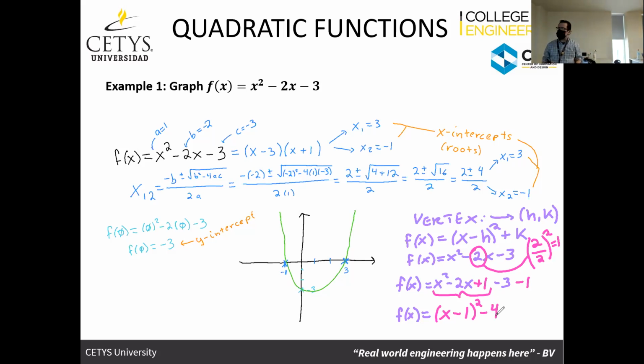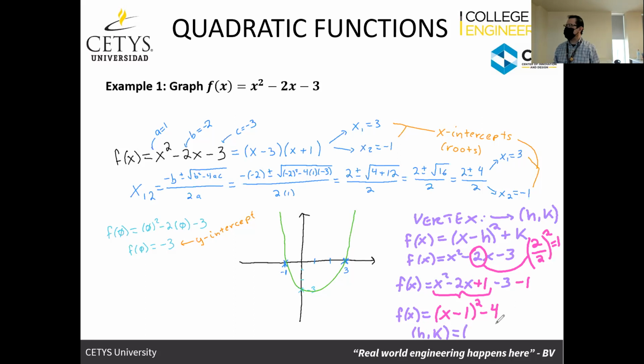So that means that the vertex is in what value? The vertex then is minus 1, minus 4. Okay?